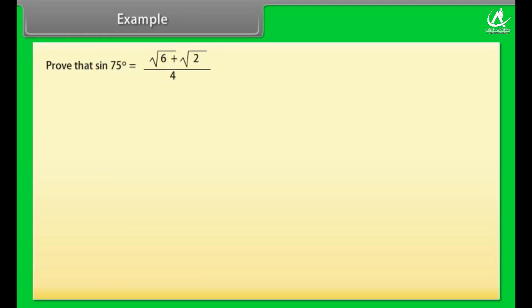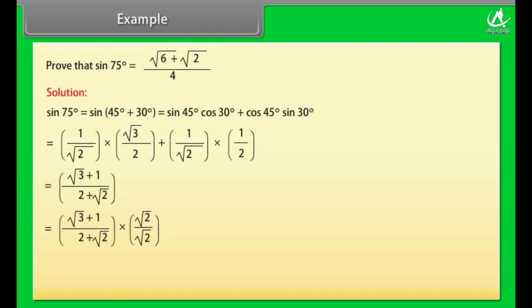Example: prove that sine of 75 degrees is equal to (under root 6 plus under root 2) by 4. Solution: sine of 75 degrees is equal to sine of (45 degrees plus 30 degrees). That is, sine 45 degrees into cos 30 degrees plus cos 45 degrees into sine 30 degrees. By solving it, we get (under root 6 plus under root 2) by 4.